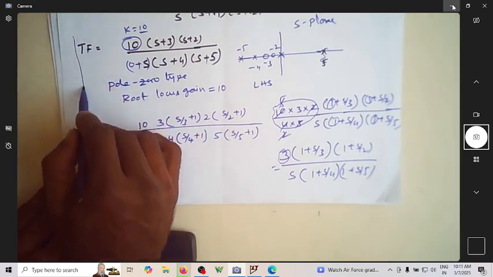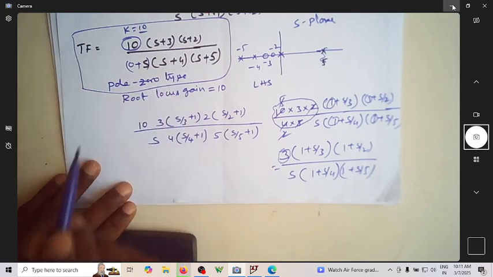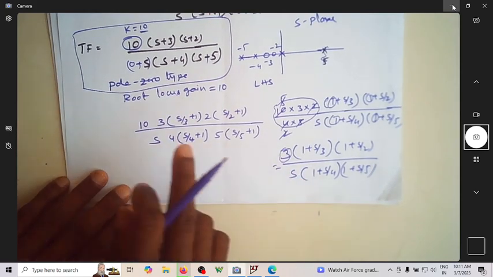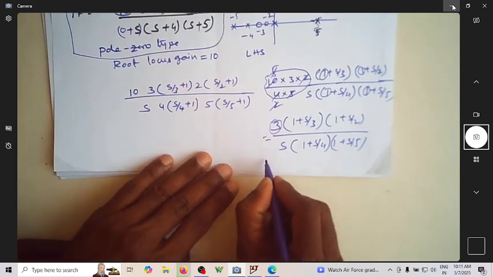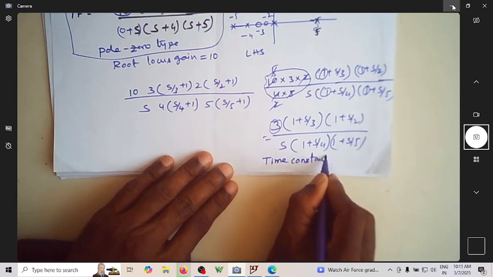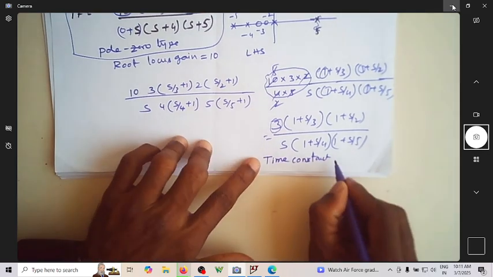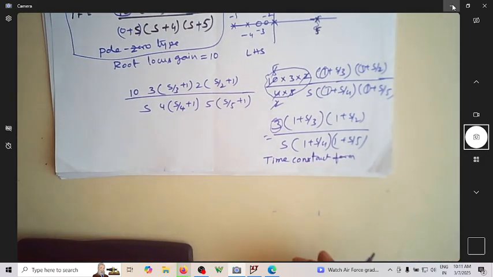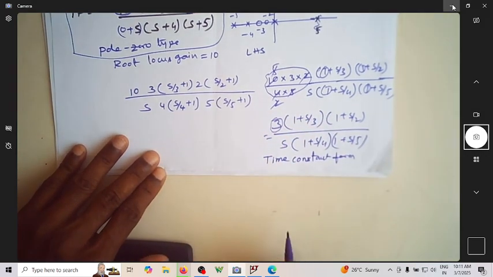Okay, this type of representation is called pole zero representation. This type of representation of a transfer function is called time constant representation. This is time constant form. You might have seen I have shared with you some terms of control systems, in which there are two types of transfer functions. One is the pole zero type of representation, the other one is the time constant form of representation.